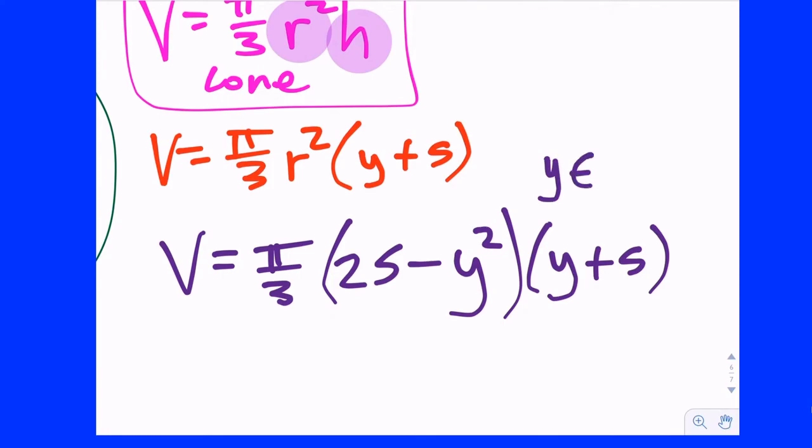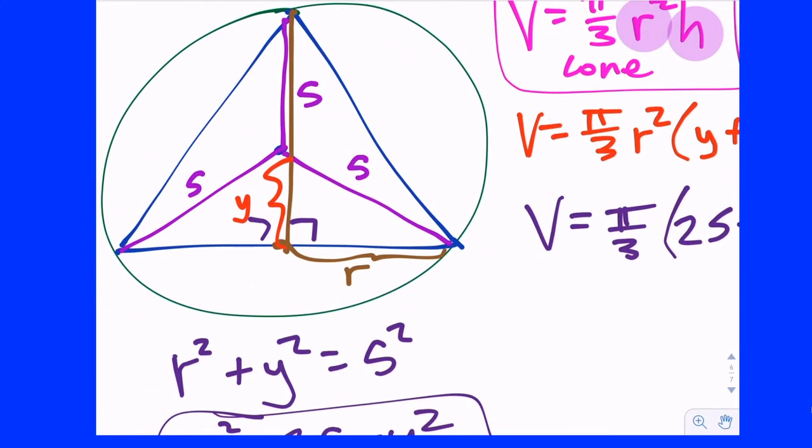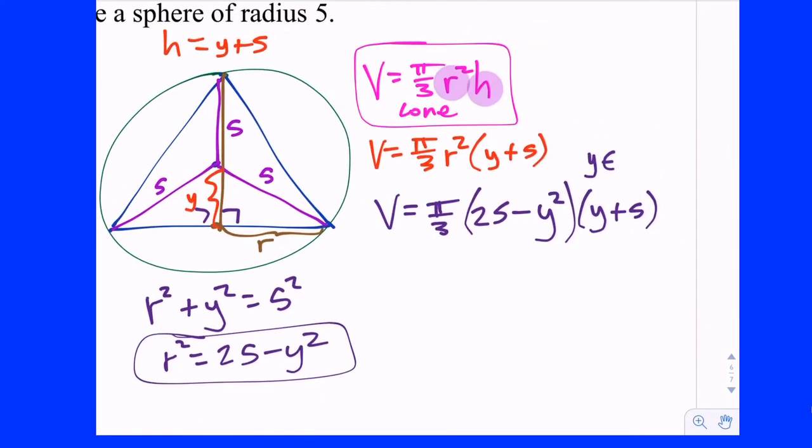Thinking of a reasonable domain for y. The way I've defined y, I've got to be real careful here. I'm calling y the distance below the center of the sphere that I'm going to go to get my height. So what would be the maximum value for y? 5, right? What would be the minimum value for y?